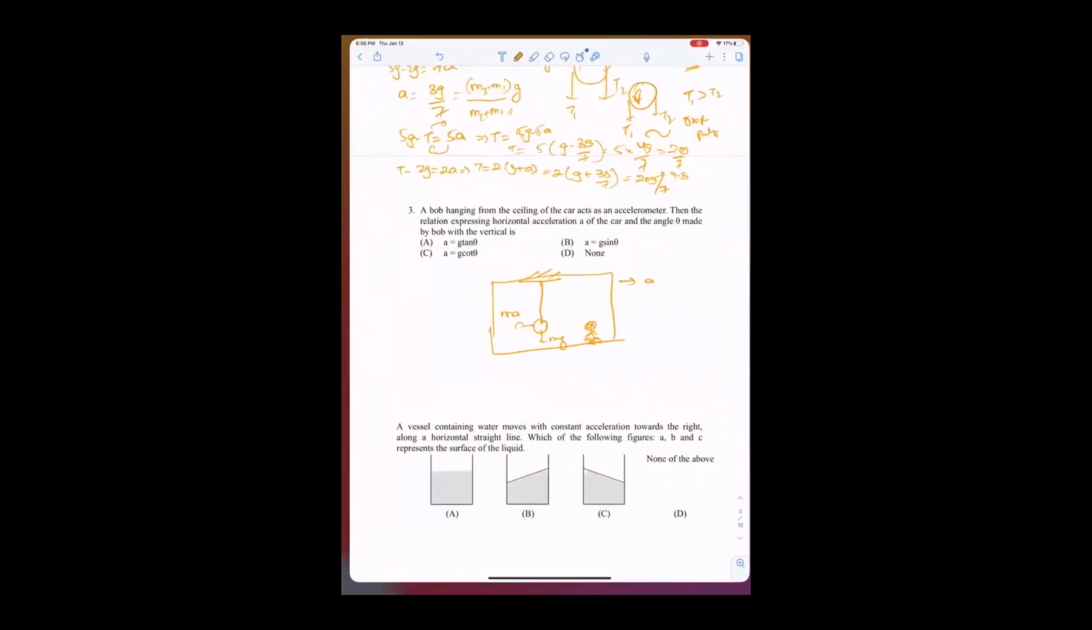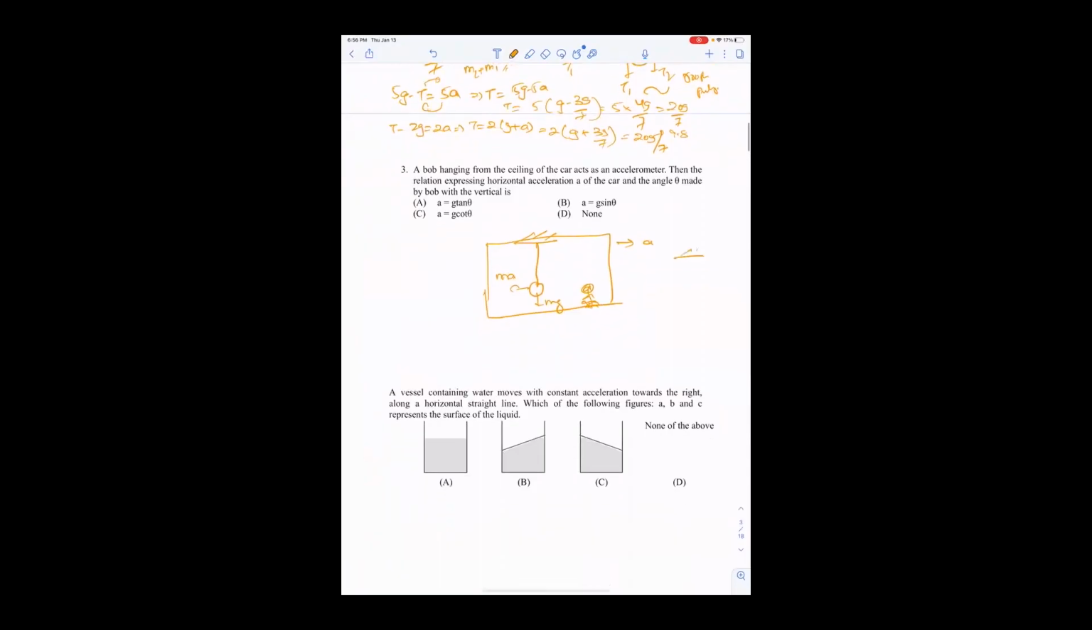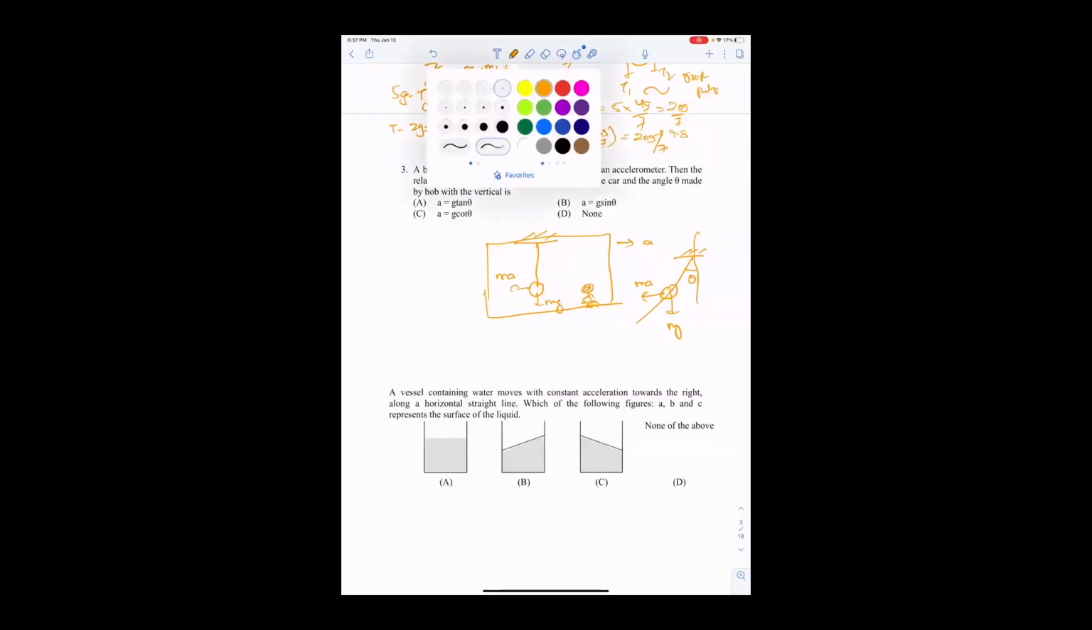So here when it goes with an acceleration, there is a pseudo force. I'll draw a free body diagram. Because of ma, what happens? We'll come to equilibrium somewhere here. This is ma, this is mg. With the vertical, this angle is theta. If you extend this, these are two parallel lines, transverse, so this will also be theta, right?